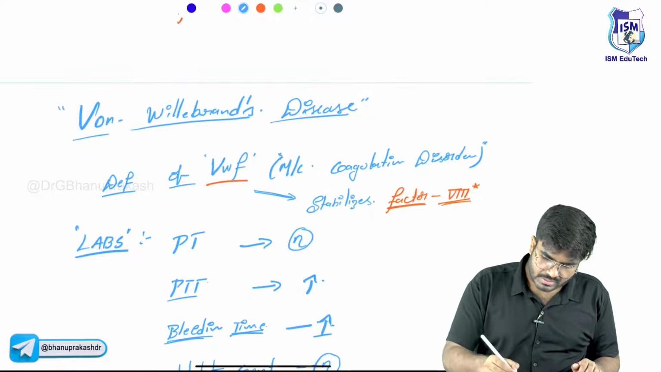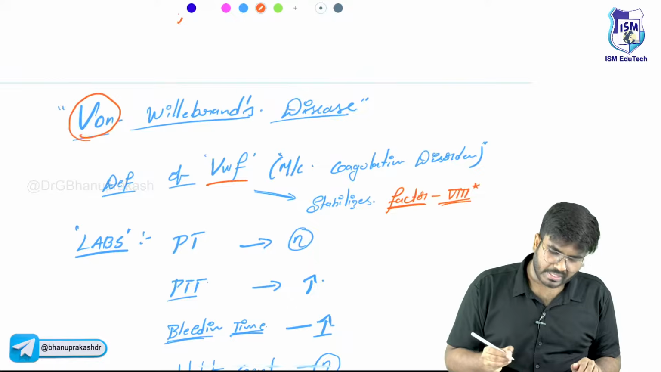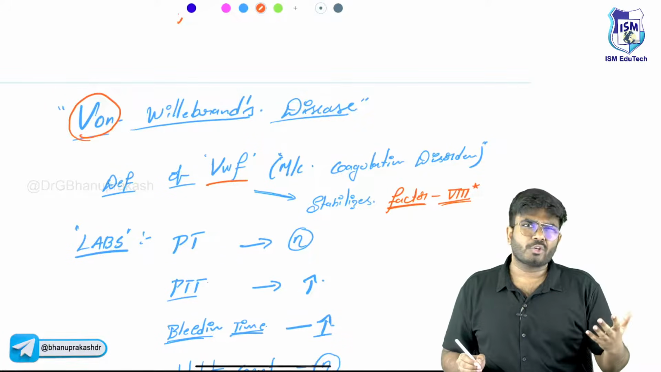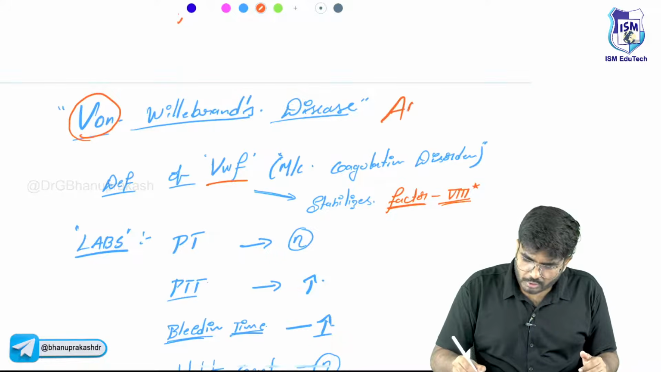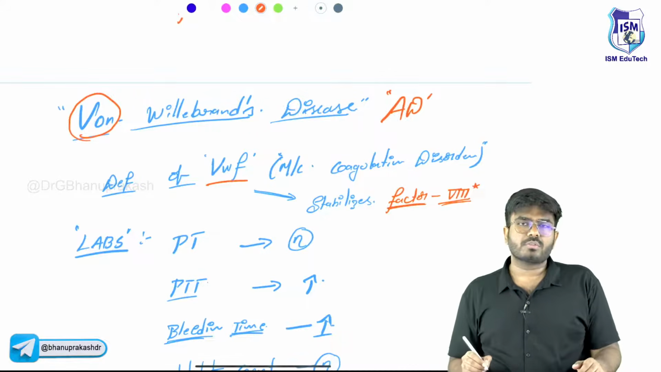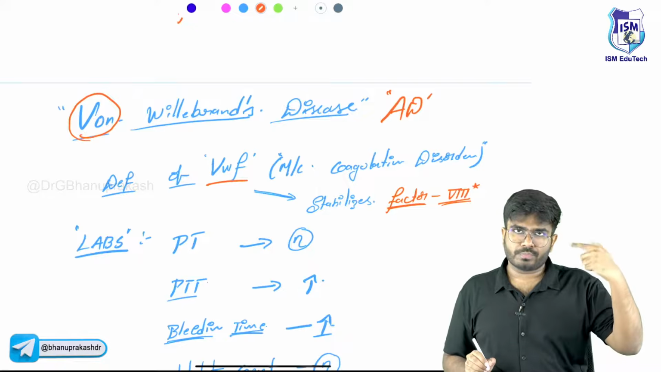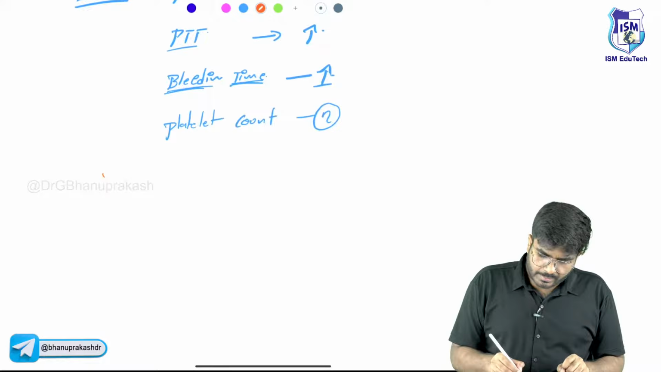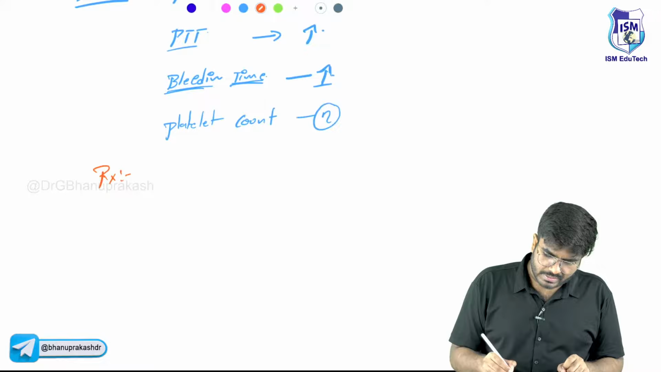The name itself is something like 'won', like winning something. Winning is something dominant, right? So it's an autosomal dominant condition. Don't forget it. The other two, the hemophilias, are autosomal recessive conditions. Treatment: what is the treatment, sir? It is desmopressin.